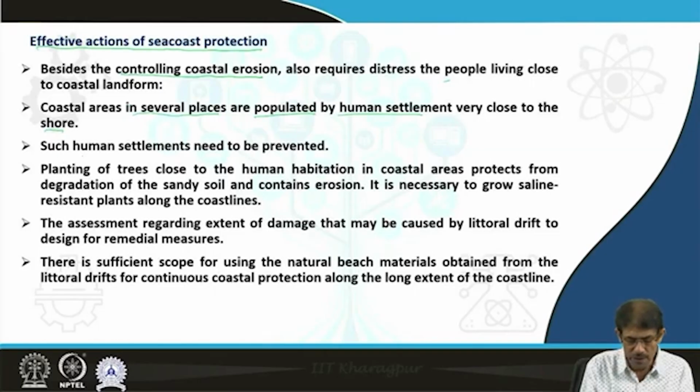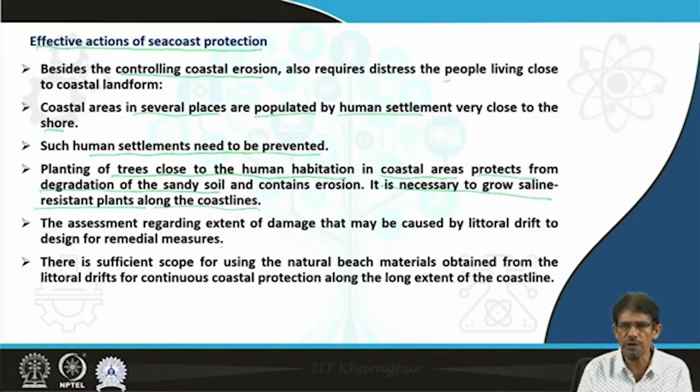Such human settlement needs to be protected properly, timely and carefully. The planting of trees close to the human habitats in the coastal area protects from the degradation of the sandy soil of the coastal area, and it is necessary to grow saline resistant plants along the coastal zones, such as coconut, palm trees and others, to protect the coastal zone.